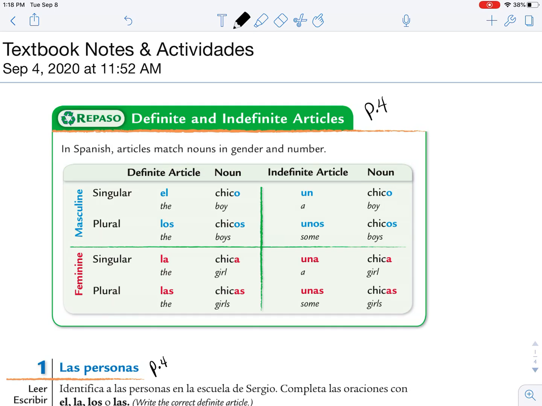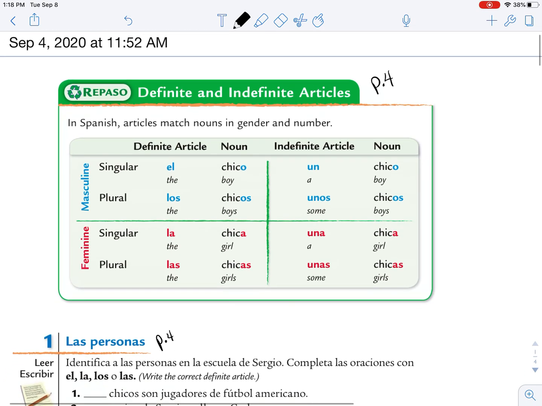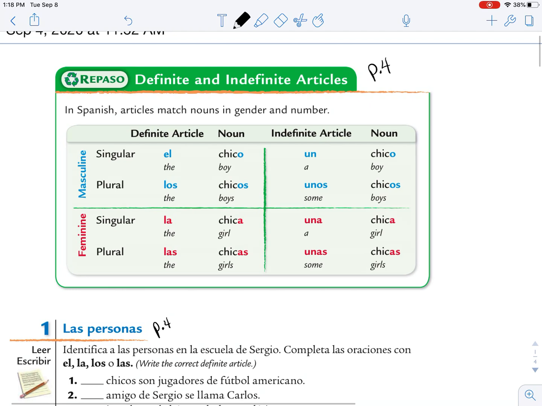Okay, this little quick lesson is a review of definite and indefinite articles. This information is all found on page 4 in your textbook if you have it. We'll just get right into it.